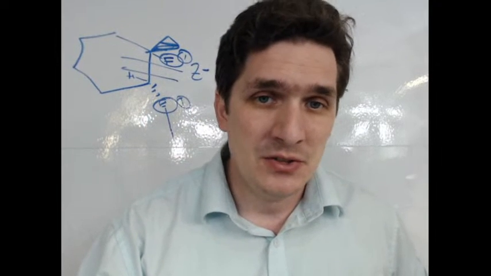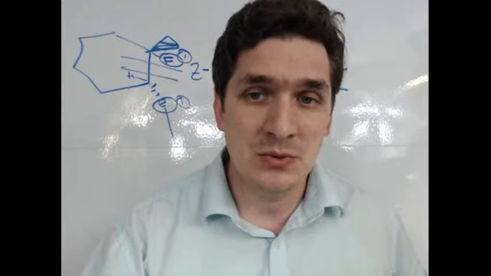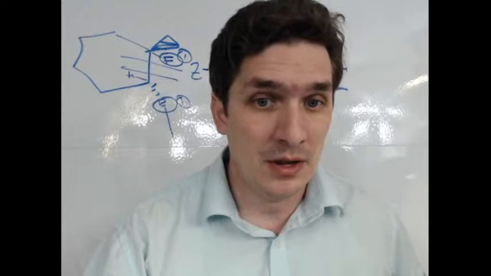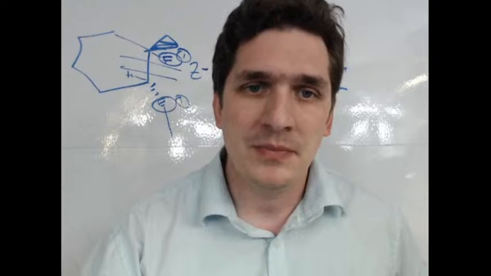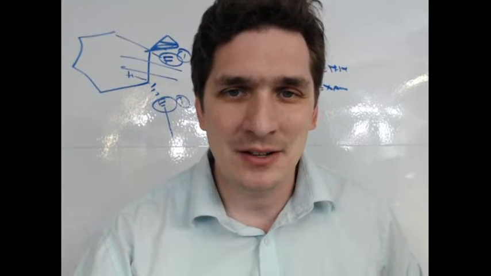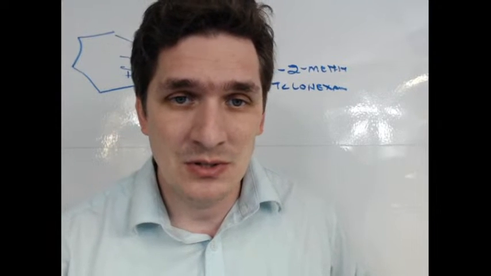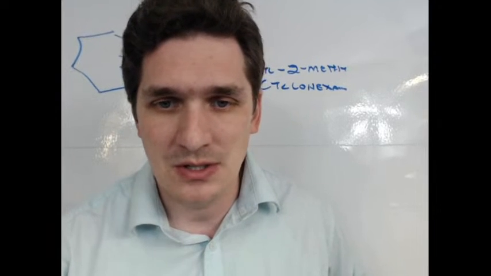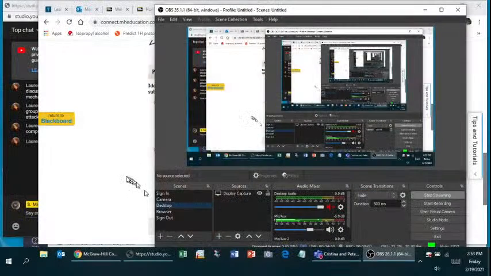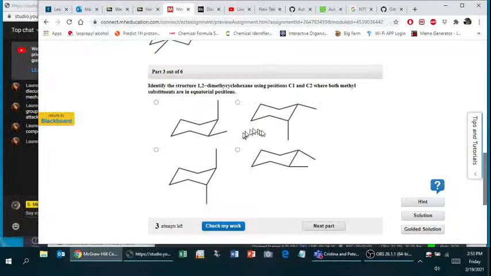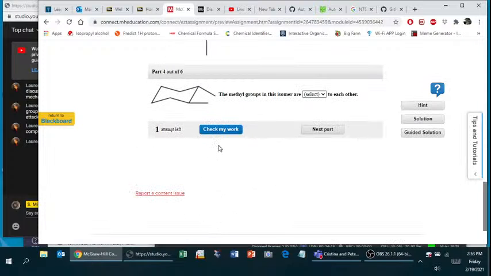Next question, identify the structure of 1,2-dimethyl cyclohexane using position C1, C2 where both methyl substituents are in equatorial positions. And I'll share the desktop with you. So in this case, they're both equatorial when they're not up and down. Now, are these groups axial or equatorial to, well, or are these cis-trans?